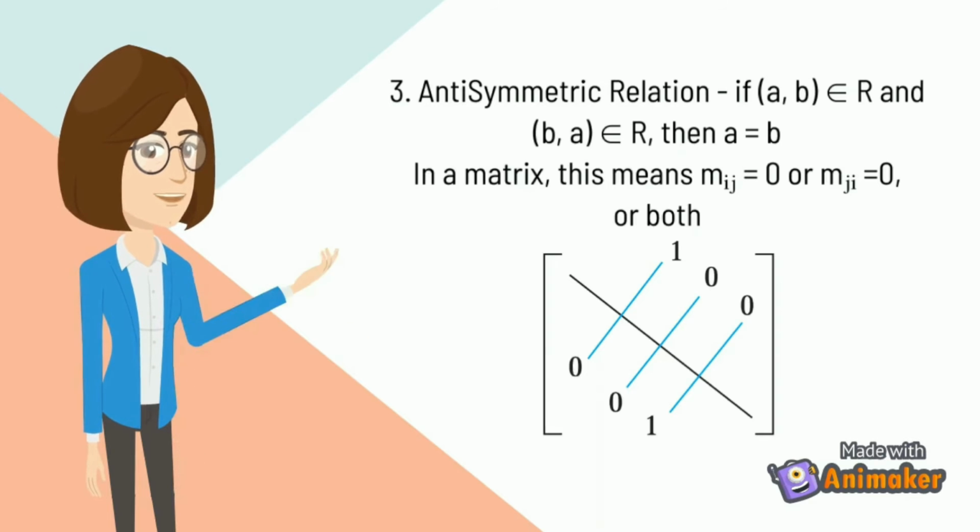For a relation to be antisymmetric, we need to look at whether, if AB is in the relation and BA is in the relation, then it implies that A is equal to B. To determine this visually using the matrix, it means that either Mij has to be 0, or Mji has to be 0, or both, but they can't both be 1, otherwise it is not antisymmetric.